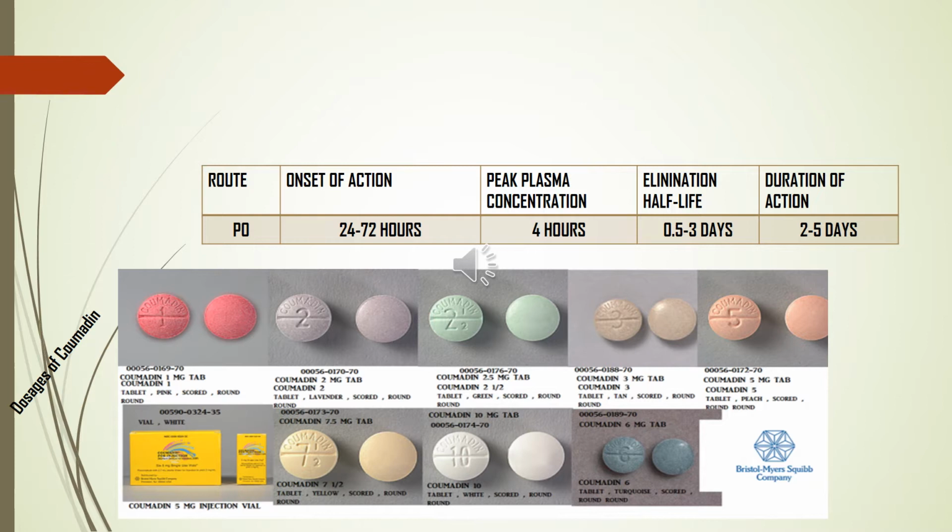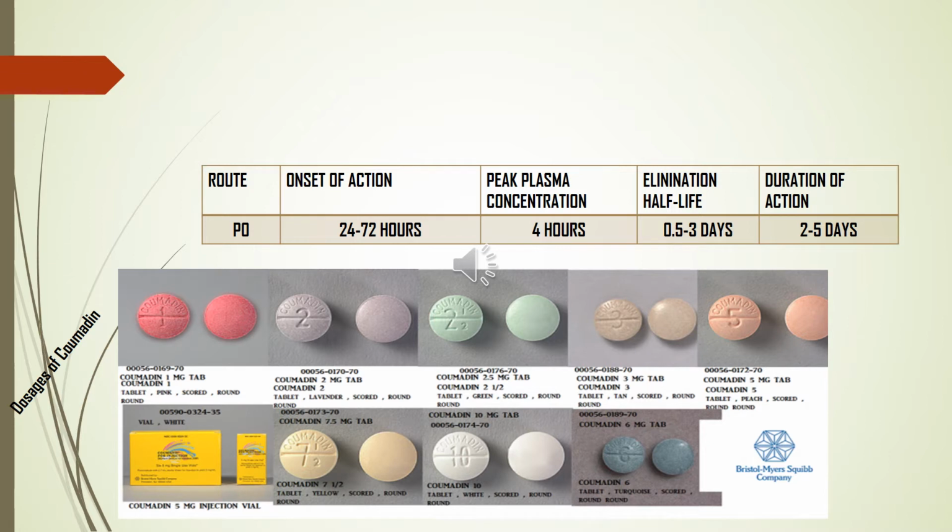Okay, this is the pharmacokinetics for Coumadin. As you can see, it's given orally. Its main route is through the mouth. Onset of action, the time it takes for it to work, can be anywhere from 24 to 72 hours. Peak plasma concentration, when it's working the most effectively, is at 4 hours.